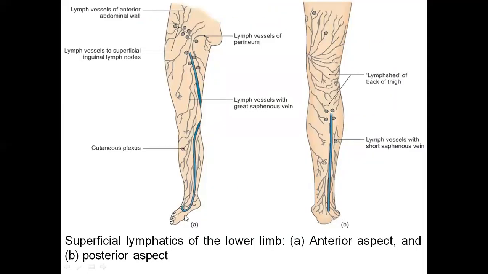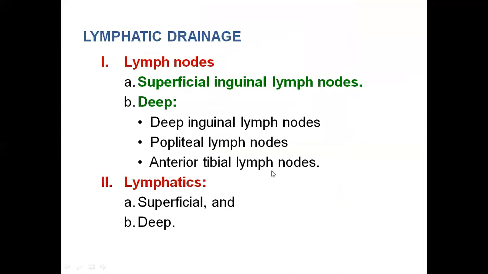When you talk about the superficial lymphatics, all these lymphatic vessels are shown in violet color. The superficial lymphatic vessels form a cutaneous plexus and finally drain into the inguinal group of lymph nodes. The deep lymphatics drain into tibial nodes, popliteal nodes, and then go into the deep group of inguinal lymph nodes. All these small vessels are lymphatic vessels. Through a series of lymph nodes, these lymphatic vessels finally reach the last group of lymph nodes.